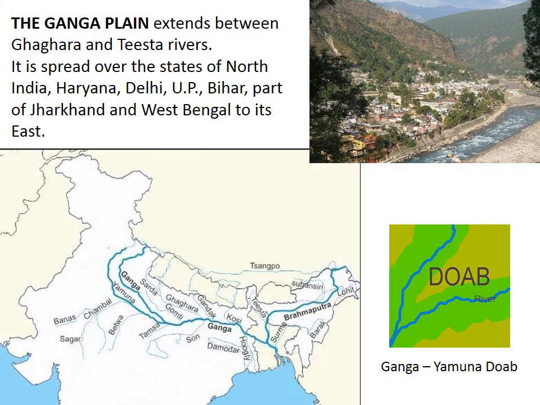We now come to the Ganga plain, the central part of the northern plains. Here we have a very important doab, the Ganga Yamuna doab. And the Ganga plain extends between the Ghagra and the Teesta rivers. It is spread over the states of northern India, part of Haryana, Delhi, Uttar Pradesh, Bihar, partly of Jharkhand, West Bengal. These are all states which are coming under the Ganga plain. And this is where the maximum concentration of people are there in the country. And it is like the agricultural hub of the country.